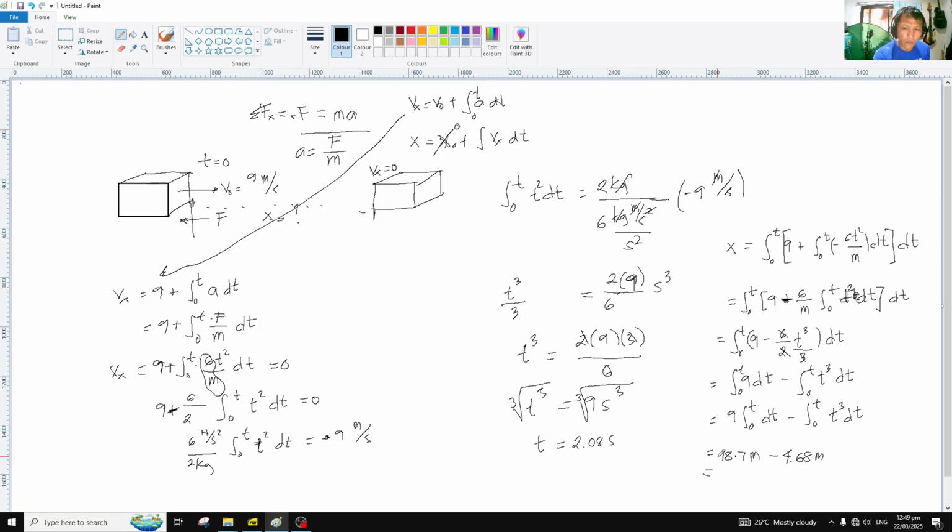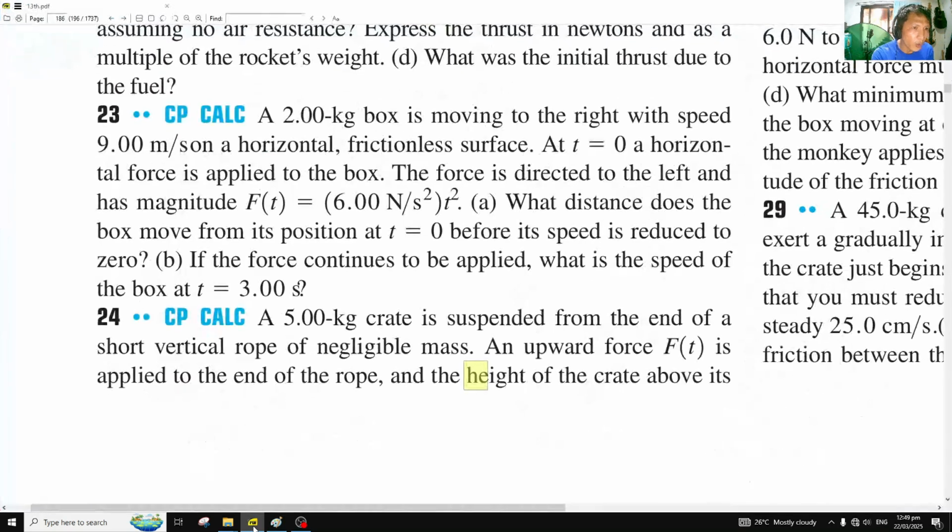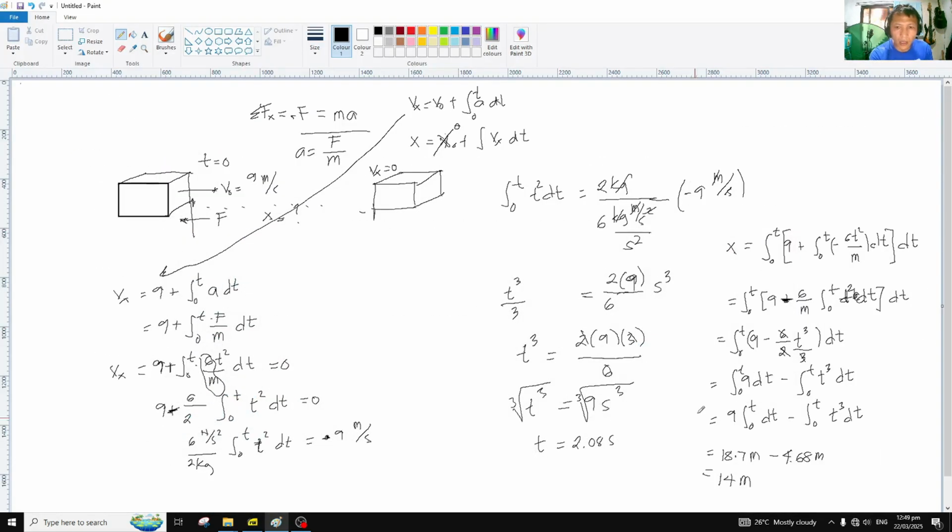And you will have 14.02, or 14 meters, in three significant or two significant figures. Depends on the problem, of course. You look back at the problem, usually it's three. So usually your answer must be in three significant figures, and my answer here is 14.02. So in three significant figures, that is 14.0 meters, and that will give us our answer for letter A, the distance.